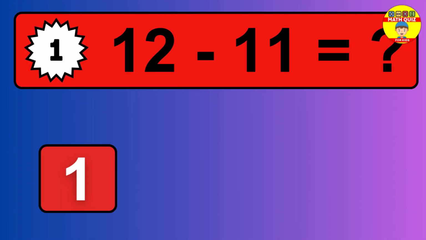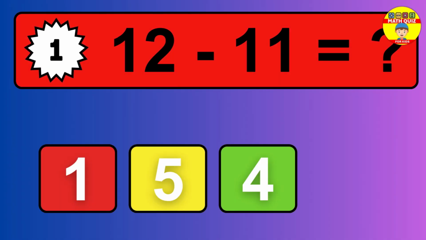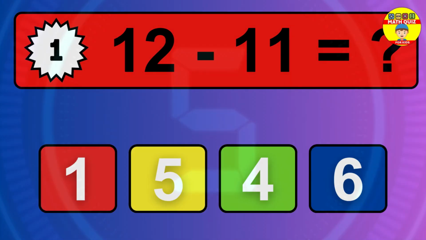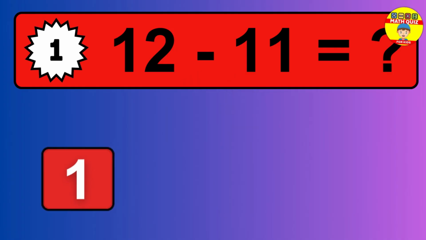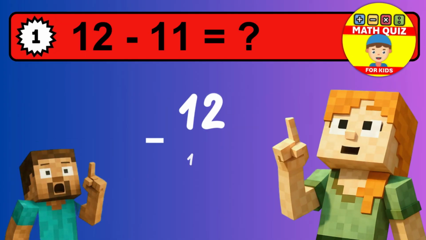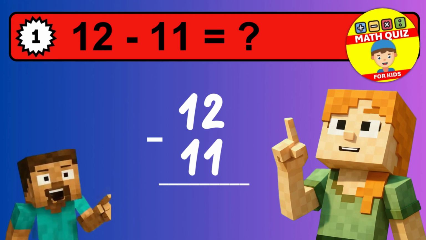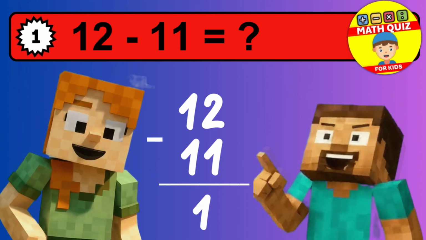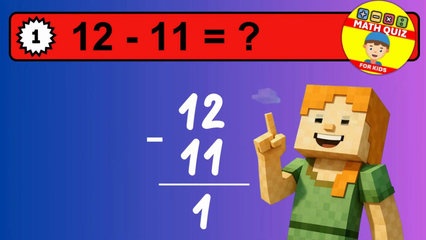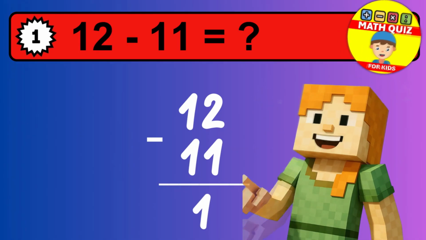What is 12 minus 11? Time to think. Let's solve this step by step. We start with the units. 2 minus 1 is 1. Then we go to the tens. 1 minus 1 is 0. The final answer is 1.